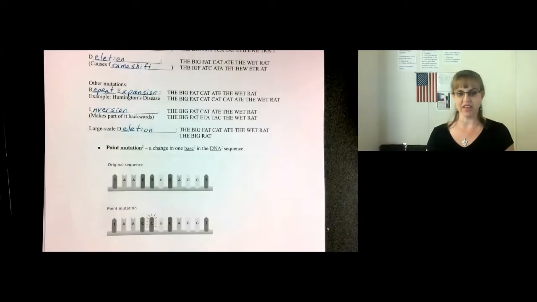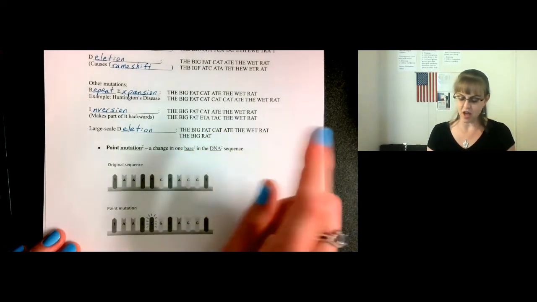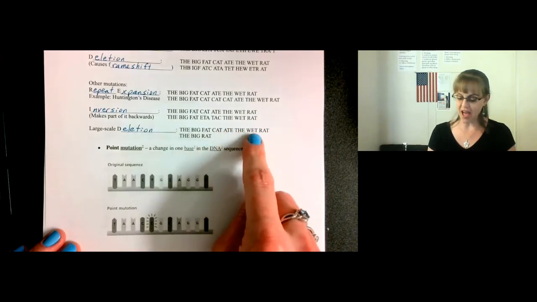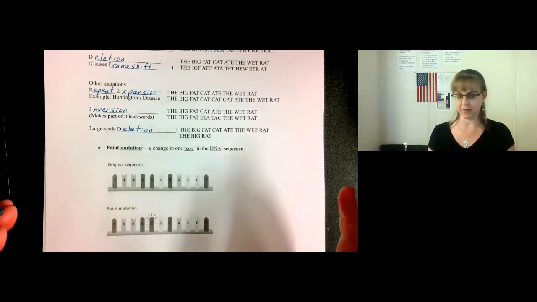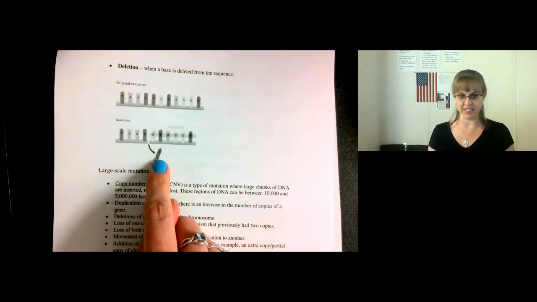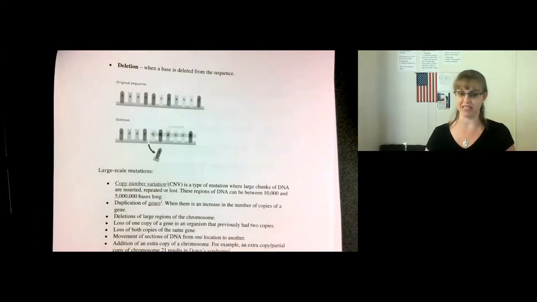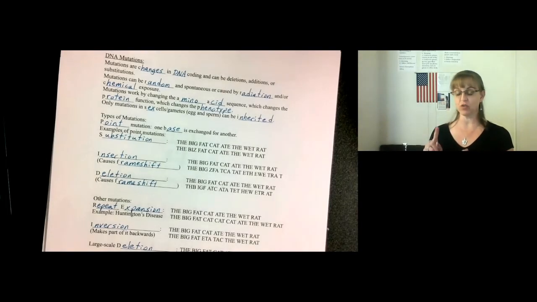You can also have a large-scale deletion. For example, in this sentence, 1, 2, 3, 4, 5 words have been deleted, greatly shortening this sentence and completely changing the meaning. In the same way, you can either have a single base that is deleted or a whole group of bases that are deleted. Furthermore, an entire half a gene or a gene can be deleted, an entire section of a chromosome, or even an entire chromosome can be missing.